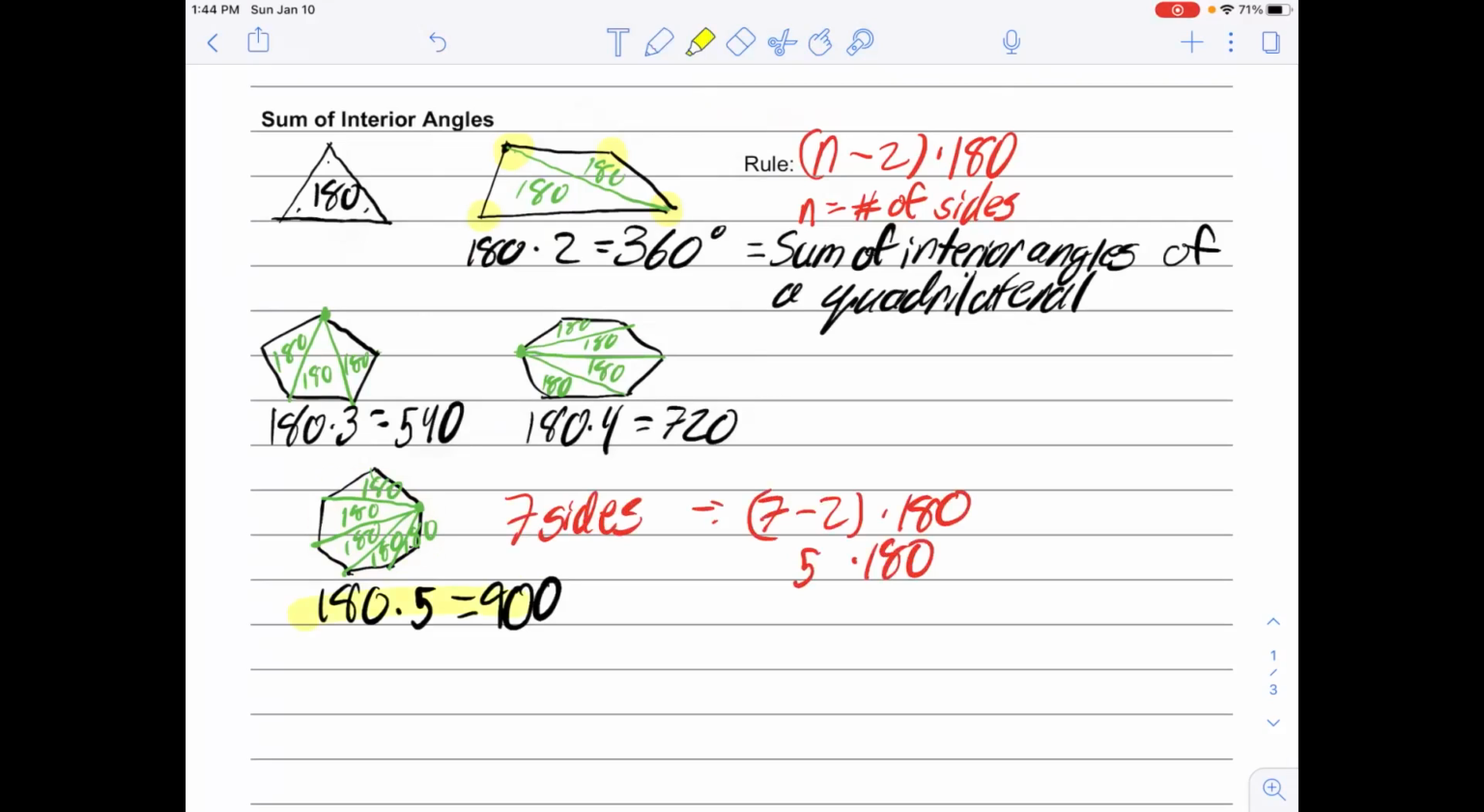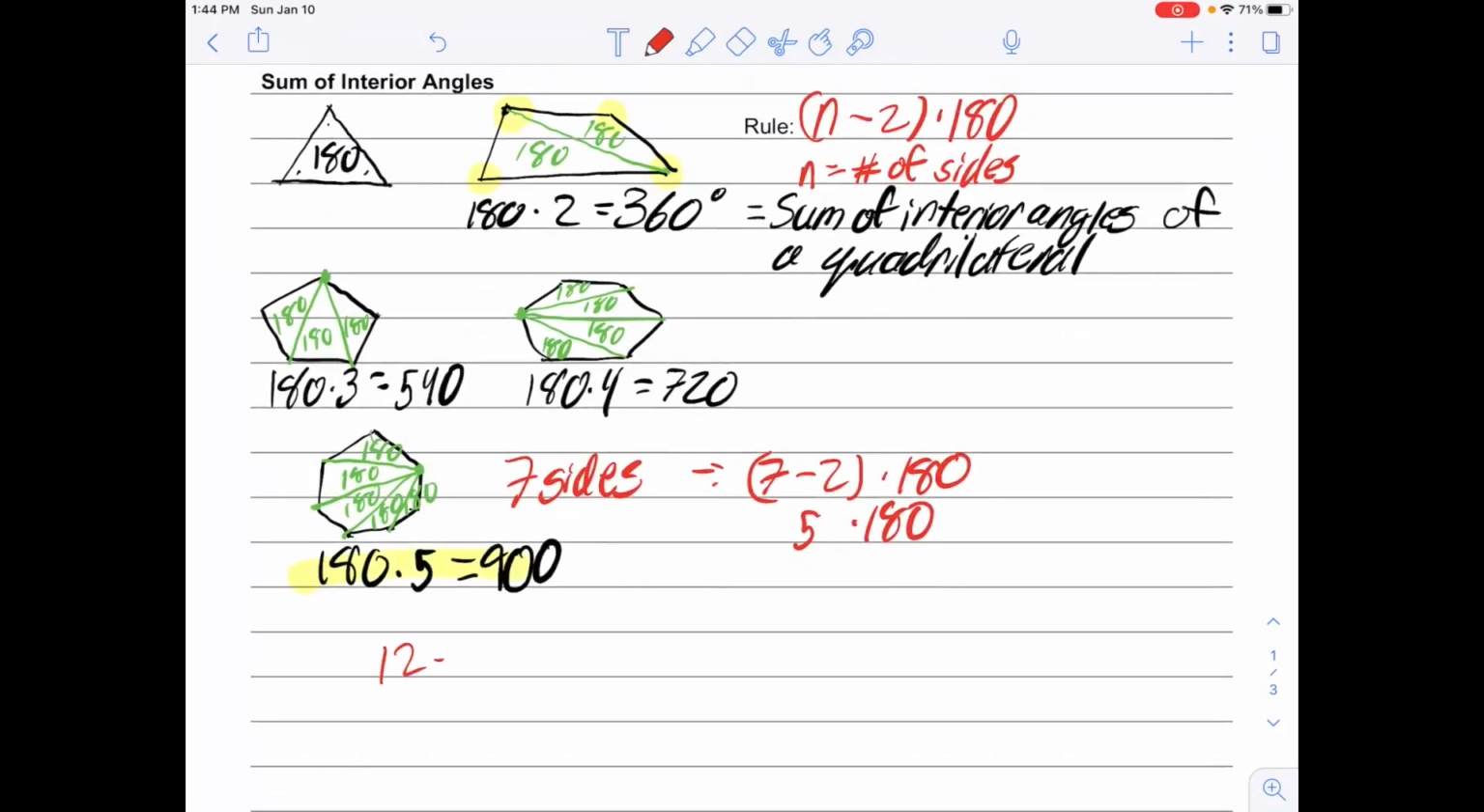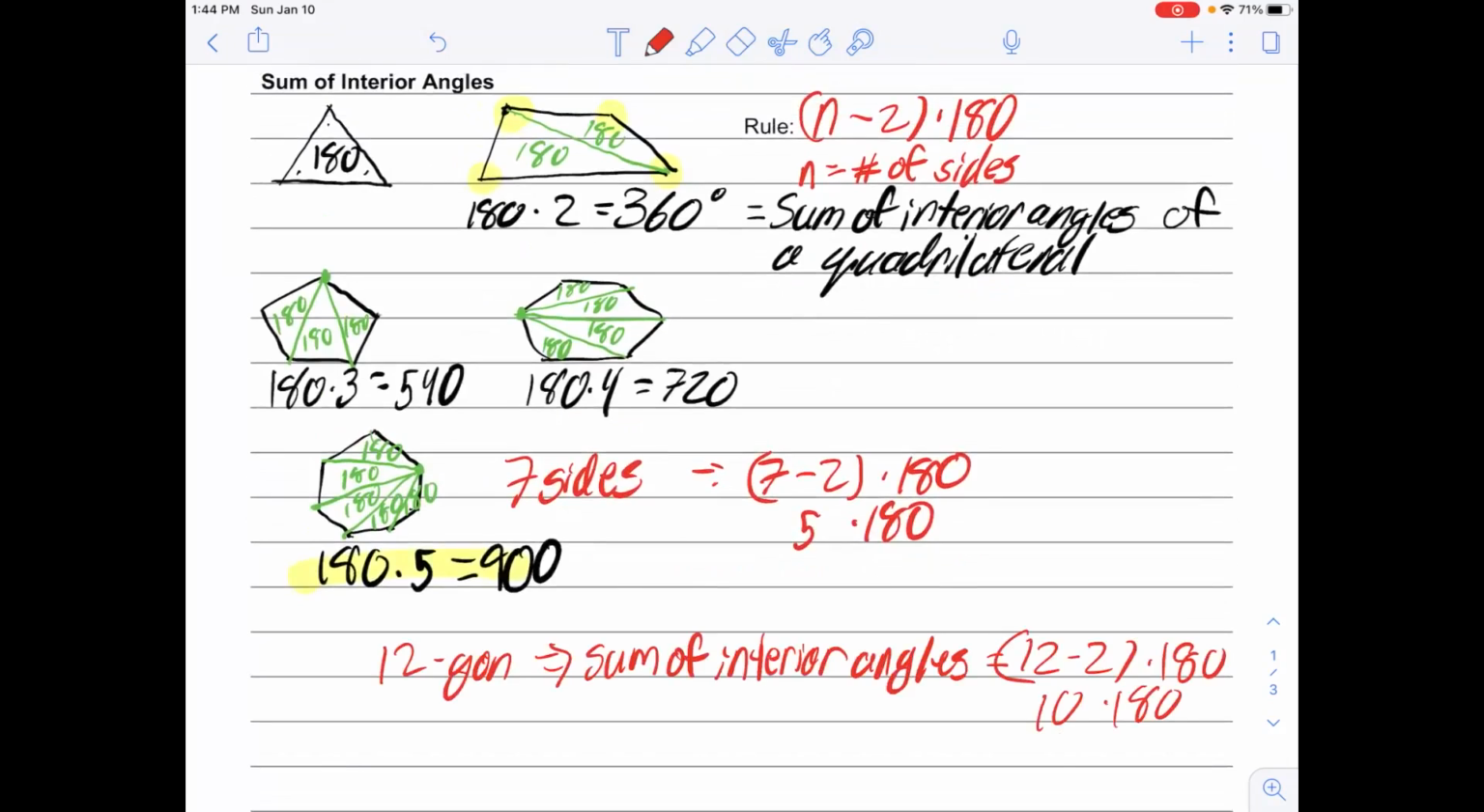But the rule works even if, for example, I told you that we had a 12-gon, a 12-sided figure. For the 12-sided figure, the sum of the interior angles, we could just use the formula instead of drawing the picture. So the sum of my interior angles would be 12 minus 2 times 180. That's 10 times 180, or 1,800.